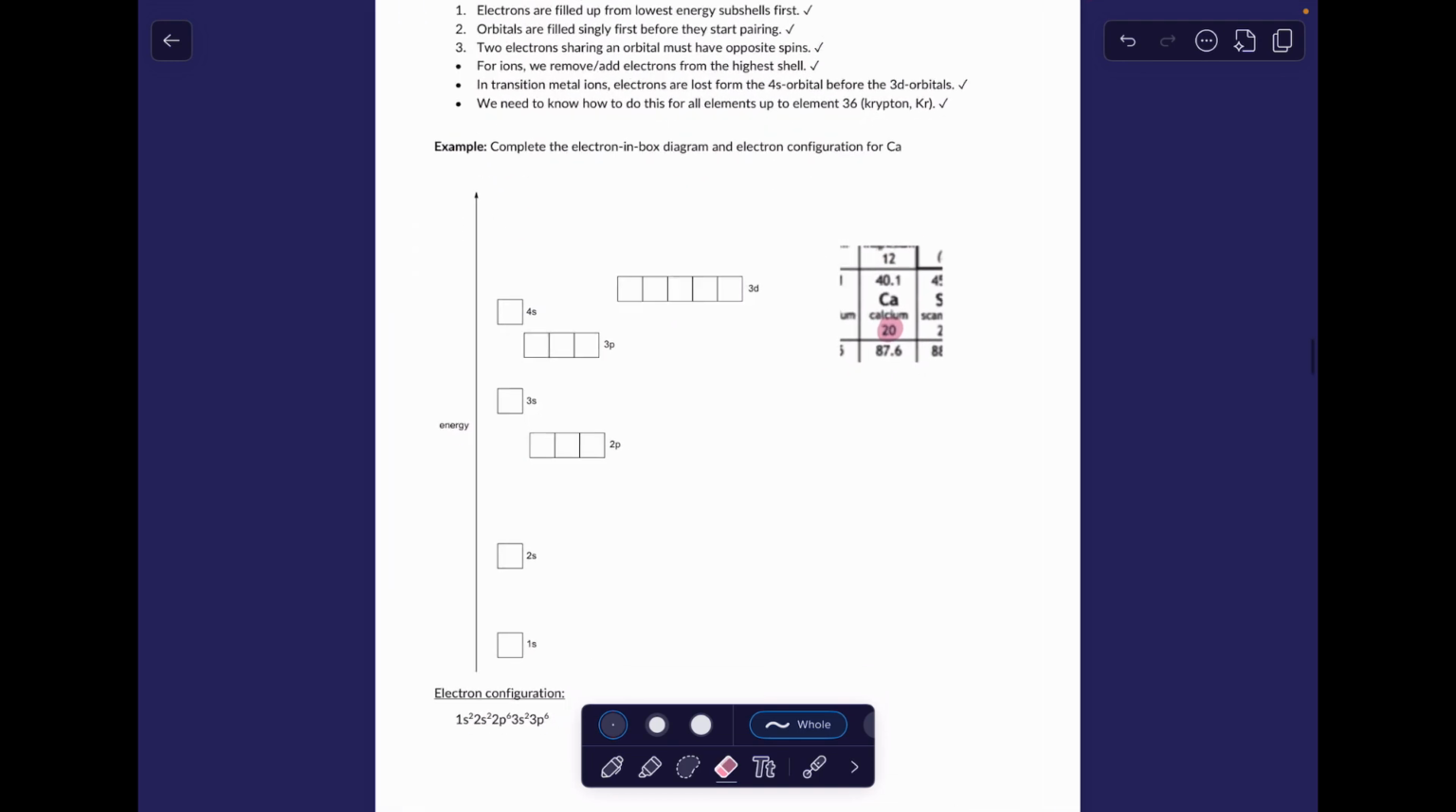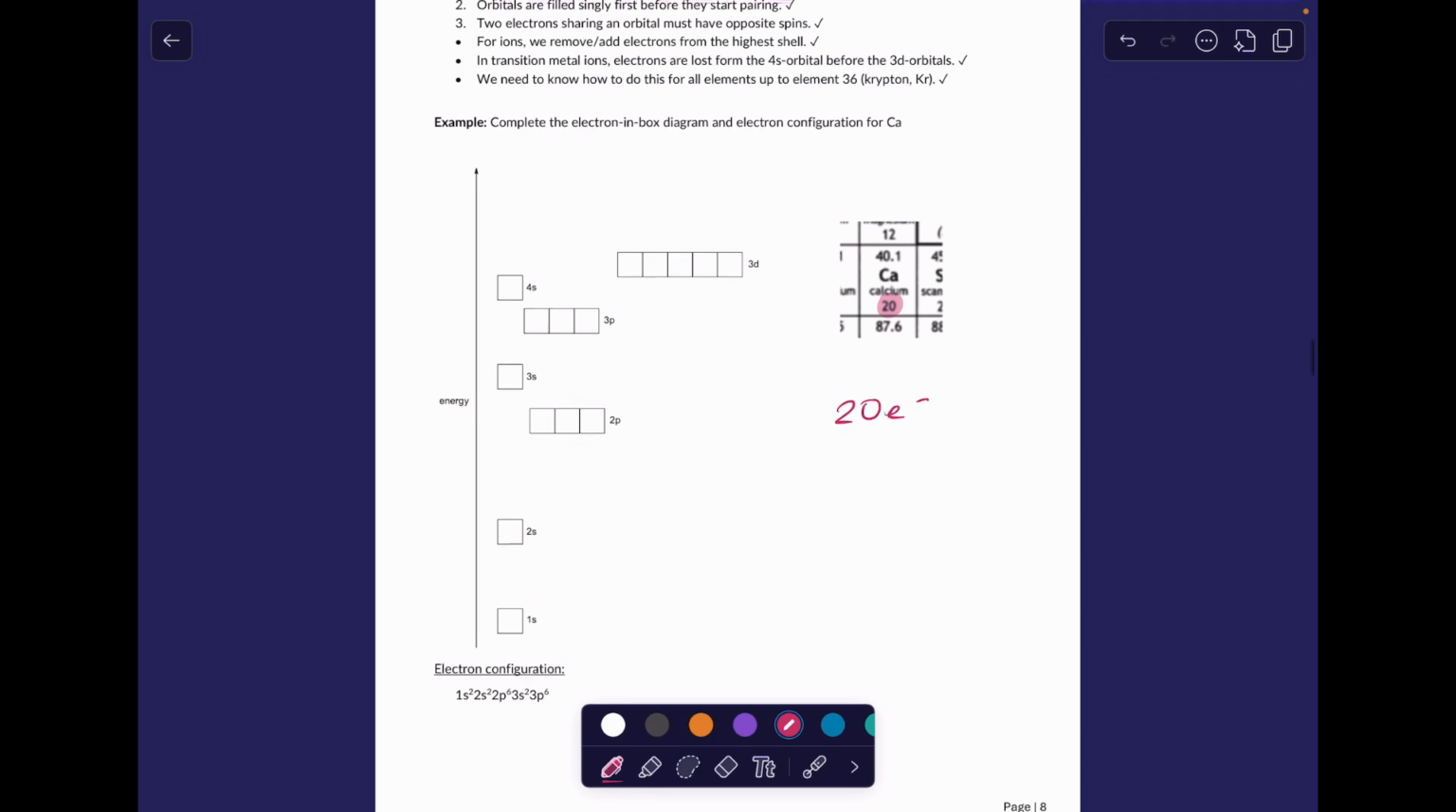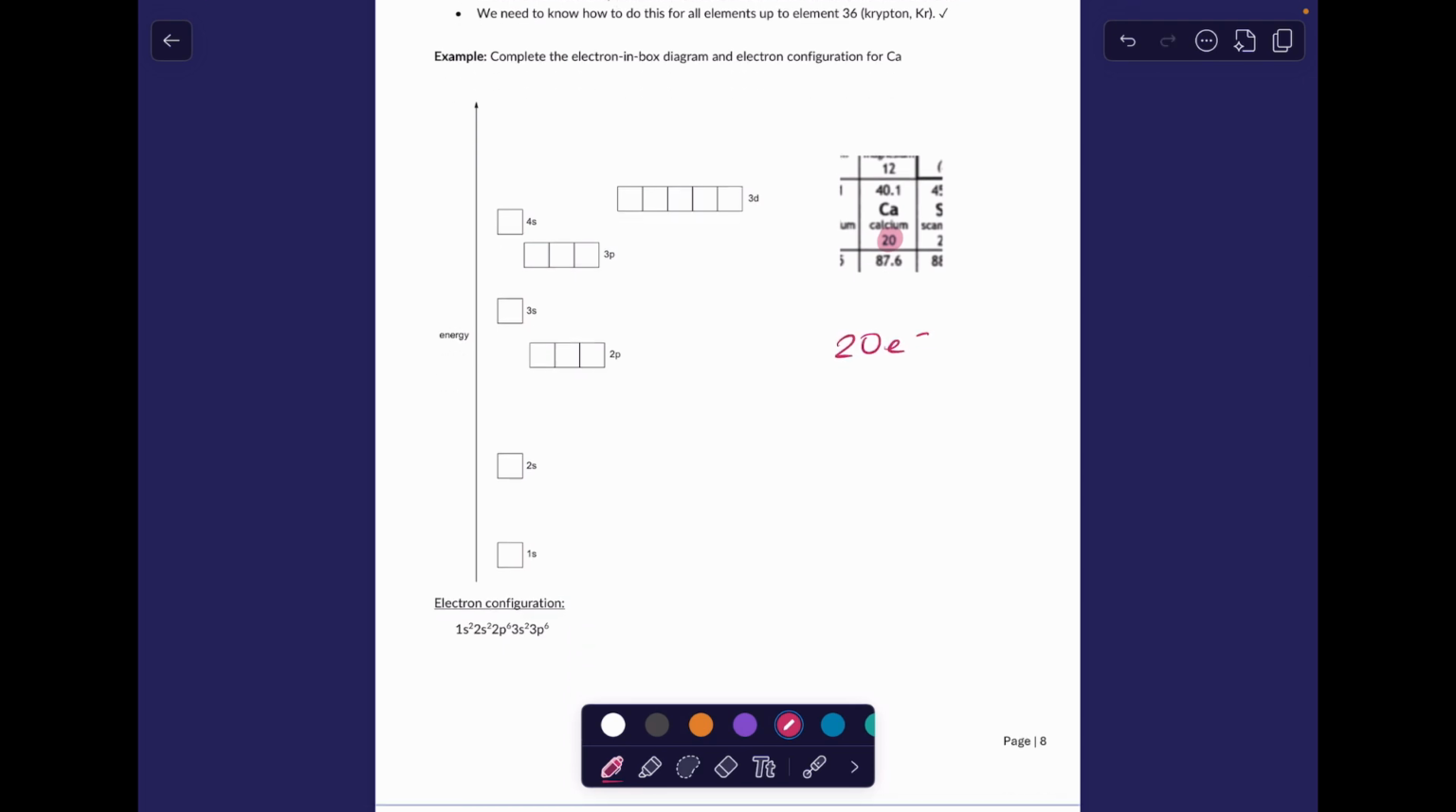So the example I've got is complete an electrons-in-boxes diagram for calcium. Calcium on the periodic table, little number, you can see right there, this time it's on the bottom, is 20. It means it has a proton number of 20. If it's got 20 protons, it must therefore have 20 electrons because it's neutral. So therefore we've got 20 electrons to play with. Let's fill these out the way that I would do this. You can do this with me, but for now, just watch how I do it.